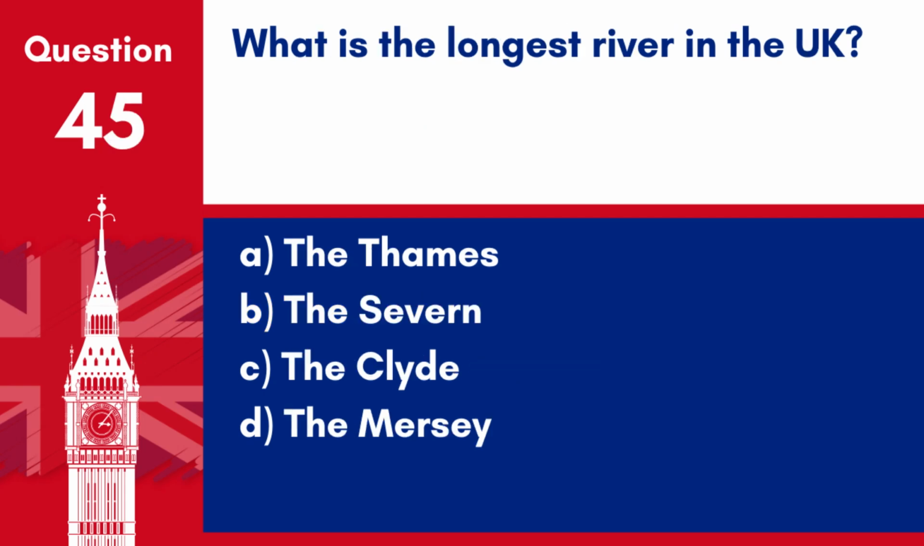Question 45. What is the longest river in the UK? A. The Thames. B. The Severn. C. The Clyde. D. The Mersey. Answer: B. The Severn. The Severn is the longest river in the UK, stretching approximately 220 miles.